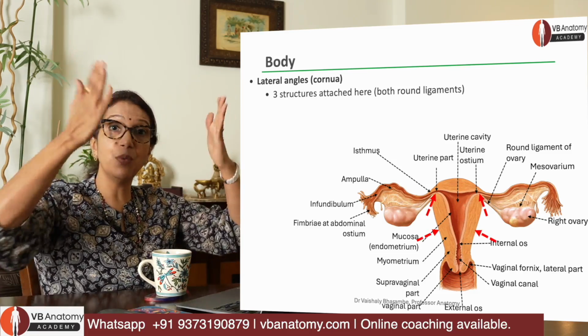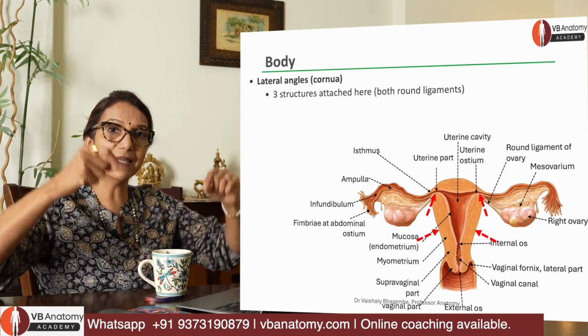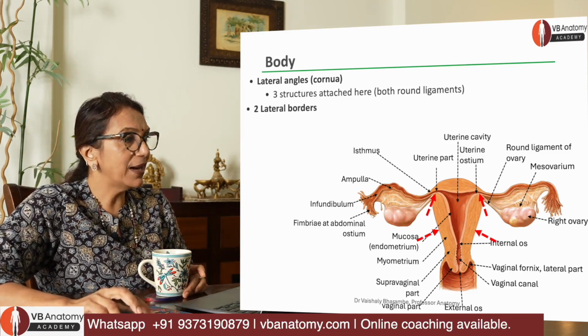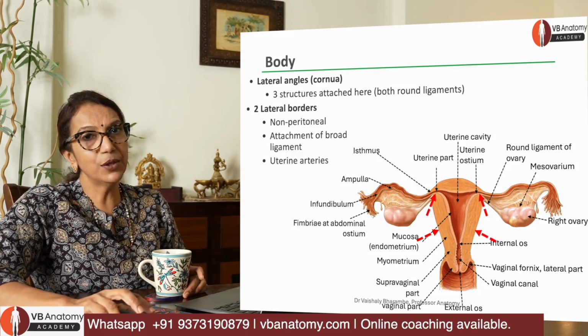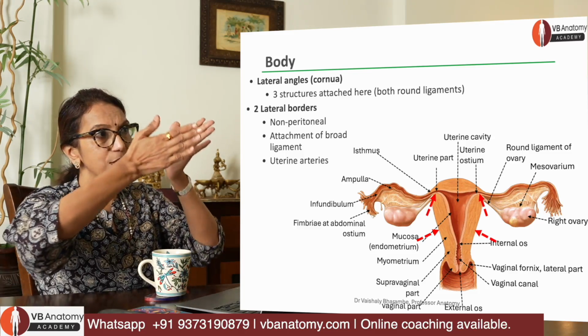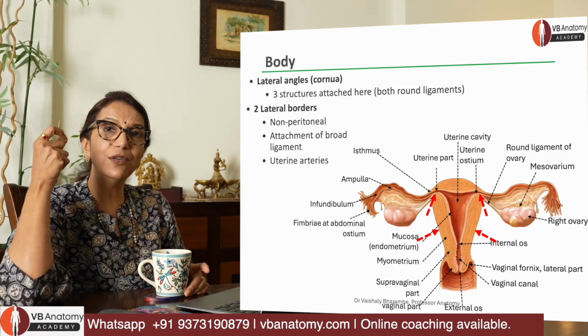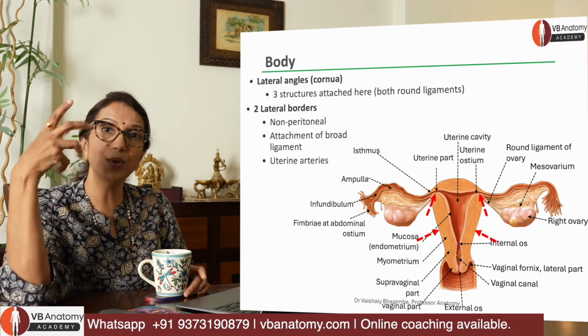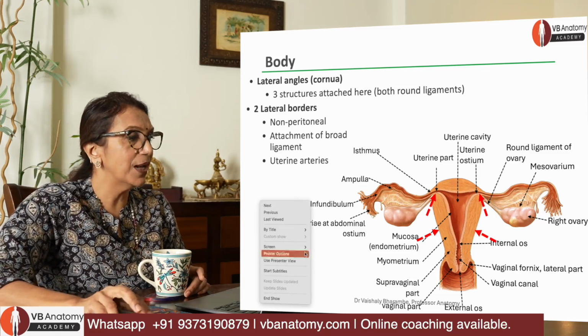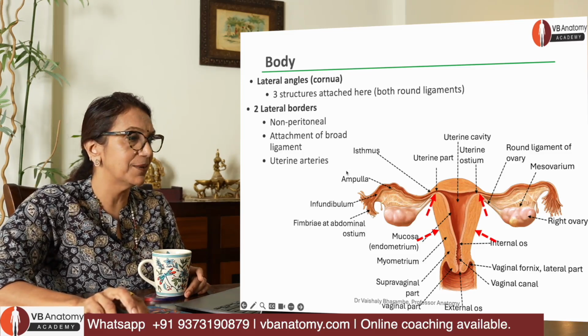This is the lateral border. Okay. So lateral angles, lateral border. So the lateral borders are non-peritoneal. Along these borders, you will see that the two edges of the broad ligament are attached, and it's related to the uterine artery. Can you imagine all this? Let's take a look at some images to help us understand.